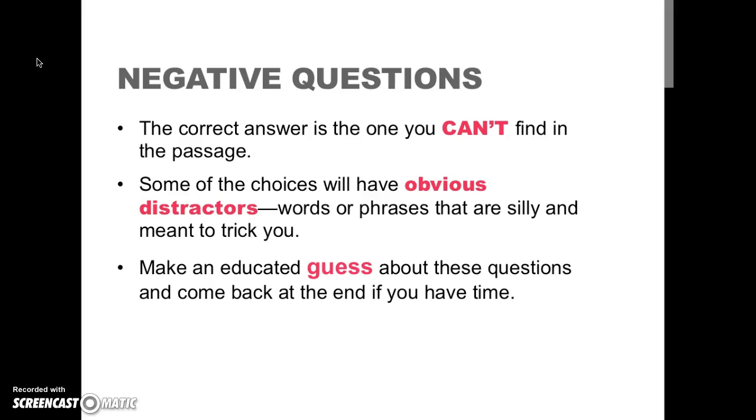You should look at the question, read the answers, choose the best answer, and make a guess. Then, if you have time after you finish, you can come back and look for the answers. But because these questions take a lot of time, please do not read through the passage for these questions. Just make a guess and move on.